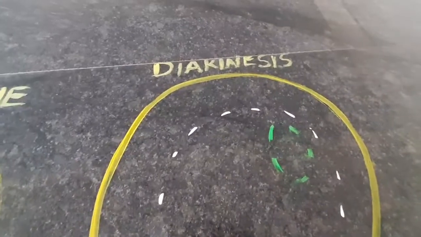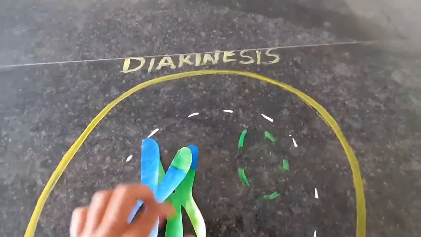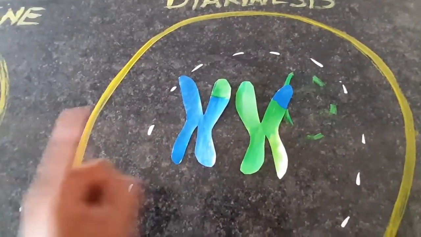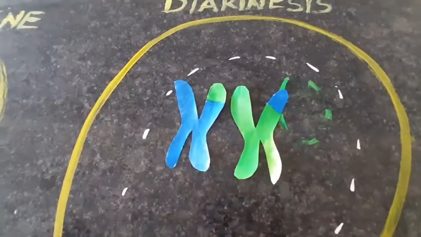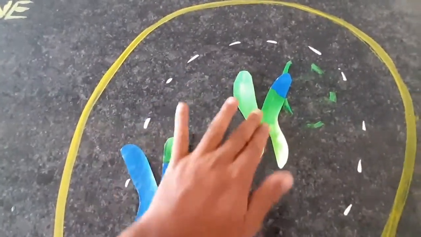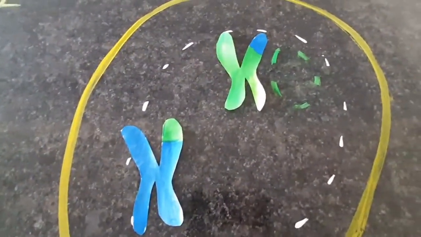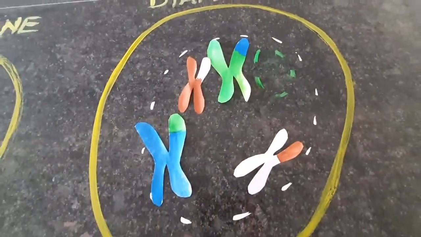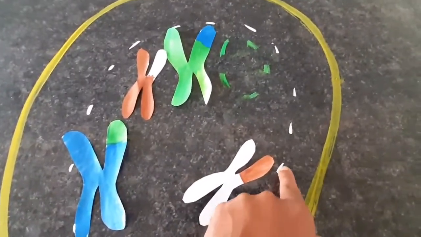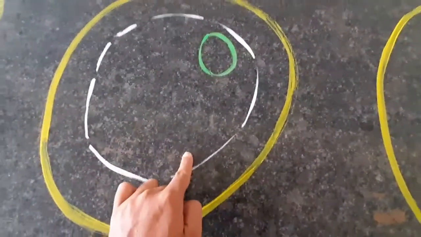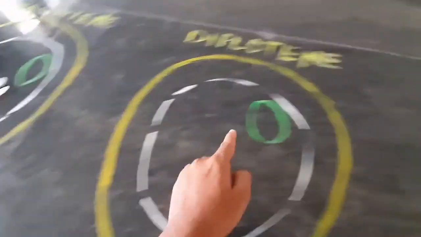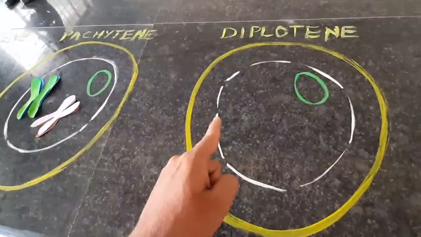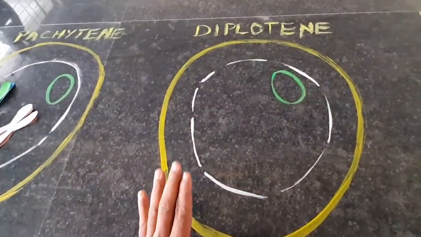Next is diakinesis. Here, let me just bring these chromosomes and keep them here. As I said, in the diplotene stage, the two chromosomes start to separate from each other. Now they are completely separated, and the same is applicable to the other homologous pair also. Interestingly, in all the earlier four phases you could see the nuclear membrane and the nucleolus.